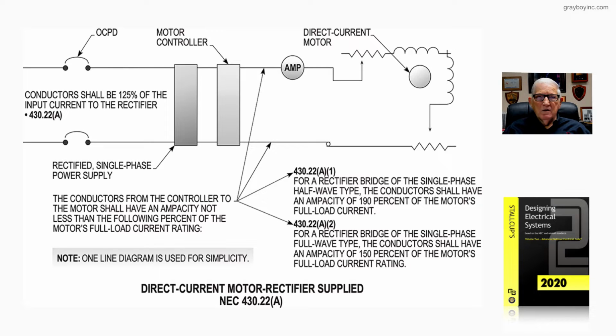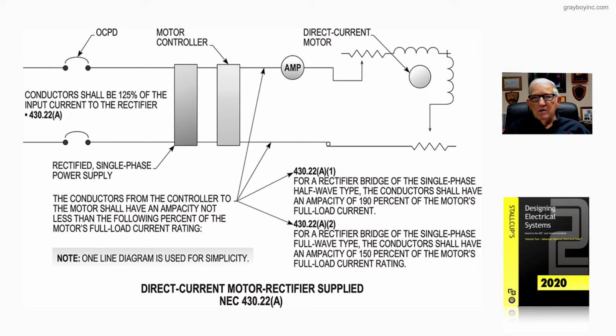Now let's continue reviewing the requirements to size conductors to motors. We're now looking at 430.22(A) and figure 18-3, and basically we're looking at direct current motor rectifier type supplied motors. Now, the basic rule is that the conductor ampacity on the input of the rectifier shall not be less than 125% of the rated input current to the rectifier.